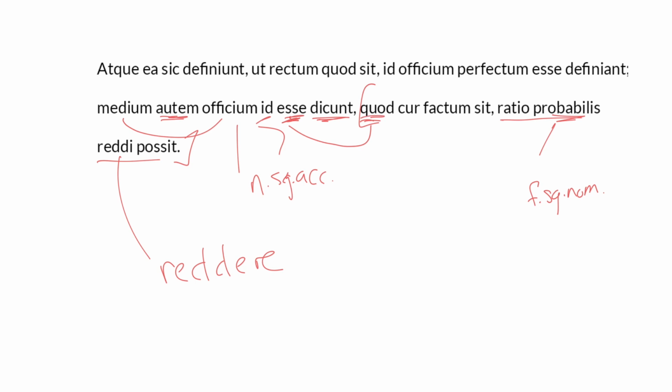It is that for which a probable explanation, a likely explanation, can be given as for why it happened, cur factum sit. So factum is neuter, singular, and nominative as the subject of sit, and it is the predicate of quod.